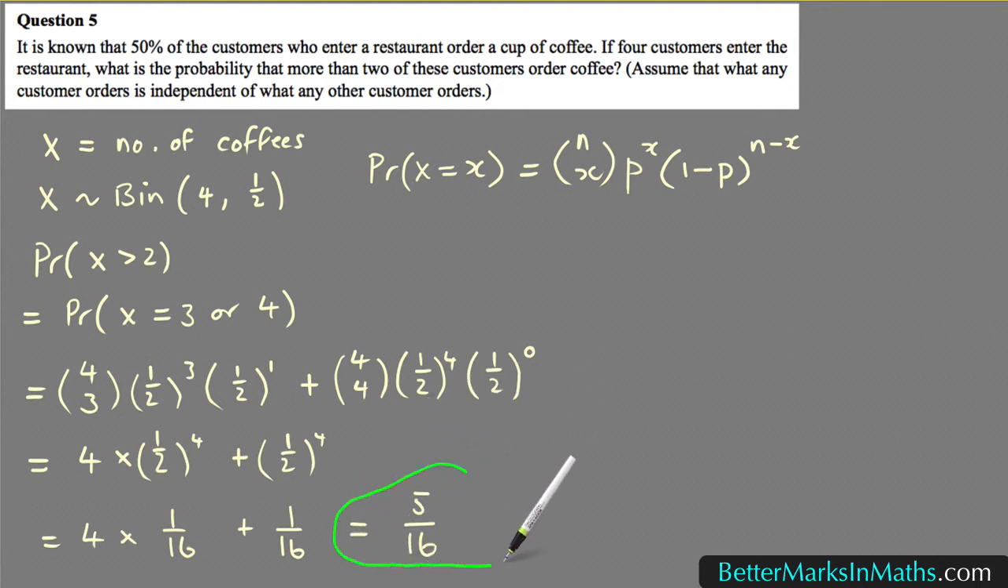So that's how you use the formula to figure out this type of problem. Wording is critical. More than 2 it asked for, which would mean it would have to be 3 and 4 for the X values. And so yeah, that's how you do this question.